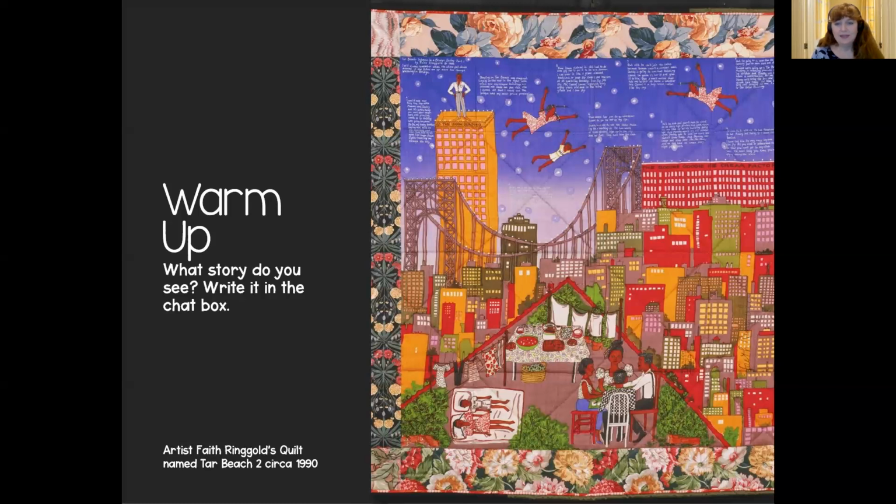What do you notice? What city are they in? Who's there? What do you notice? What do you notice about the patterns? What do you notice about the sky? What do you notice about the buildings? What do you notice about the people? What do you notice about the food on the table? The laundry hanging up? Do you notice how the bridge is going one way and the laundry is going the other way? Creates a sense of balance.